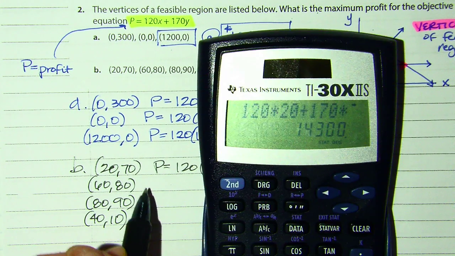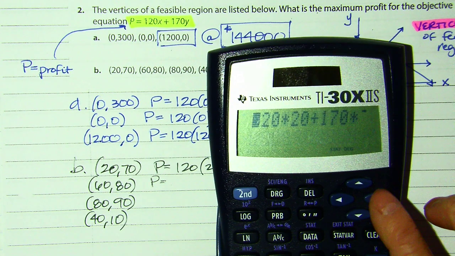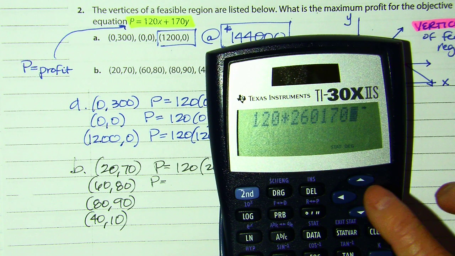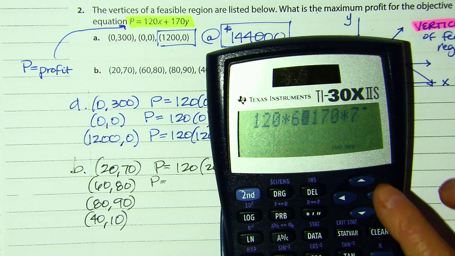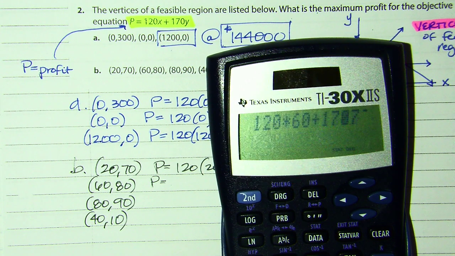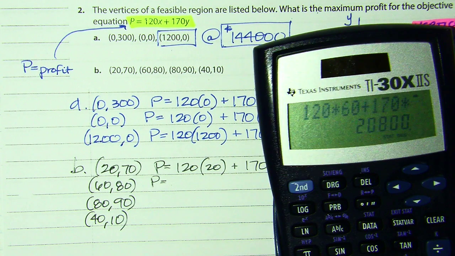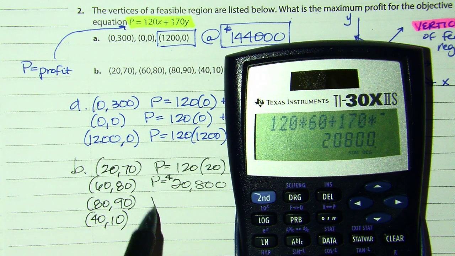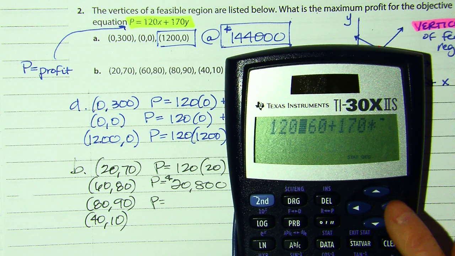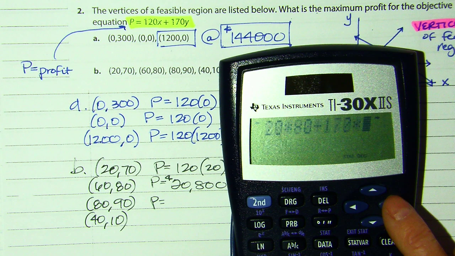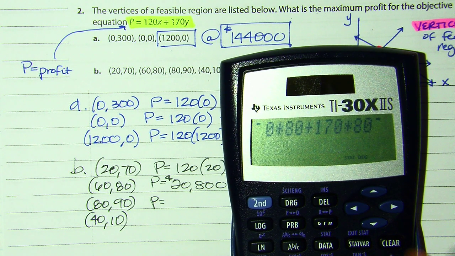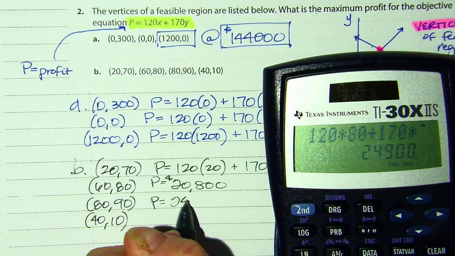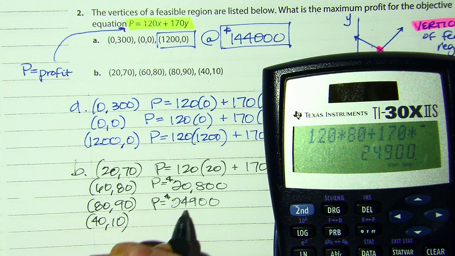So let's plug in the other ones. I'm just going to edit what I typed. So now I'm entering 60 for x. My bad. Plus 170 times 80. And this profit here is 20,800. So same equation, but now I'm plugging in 80 for x, so I'm just changing the x. And you can do this on Desmos as well. And 90 for y. This gives me a profit of 24,900.